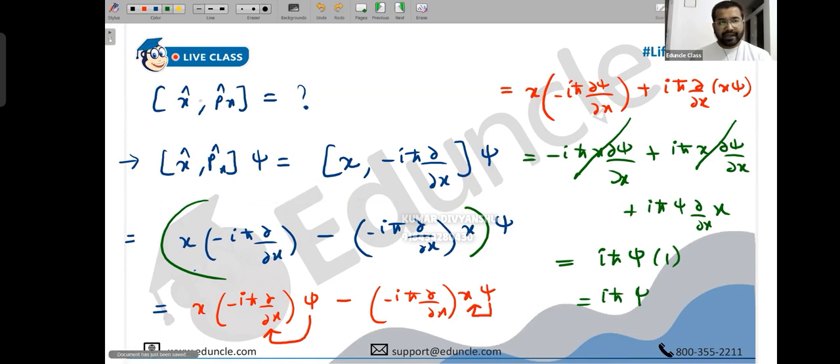Okay, so the value of x cap, p cap x psi is I h squared psi. So you can cancel psi and you can equate the commutator value. You can find the commutator value from here. Clear?